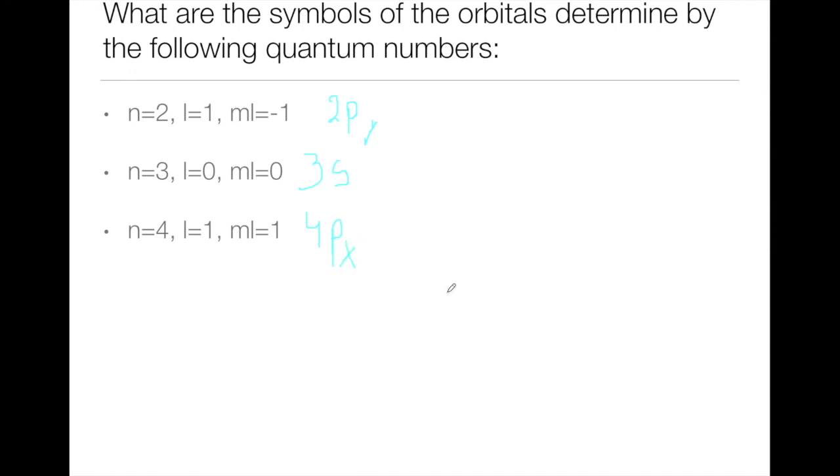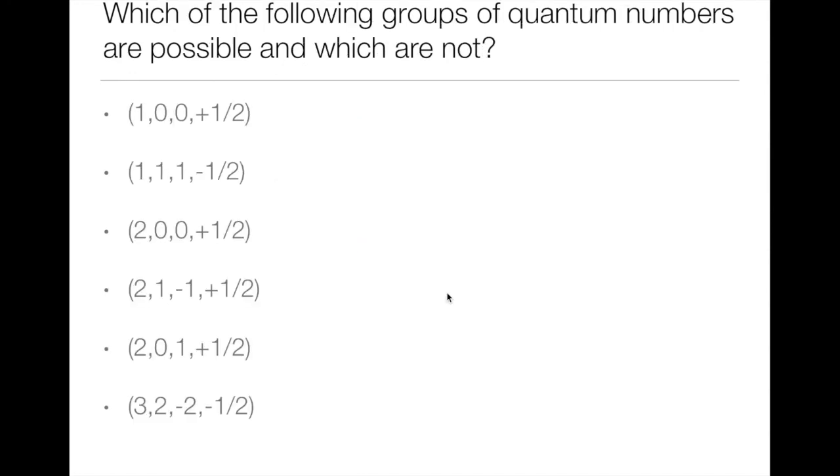Alright? Now, which of the following groups of quantum numbers are possible and which are not? Let's go through the first one. Is this possible? What is this depicting? 1, 0, s. The ml is, of course, 0 because the ml takes values between L and minus L. Therefore, if L is 0, the ml must be 0. Therefore, this is acceptable. Yes, this is a possible one.